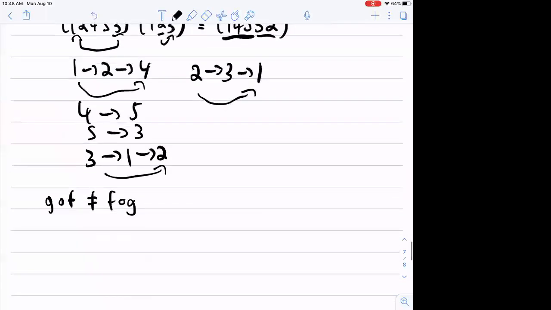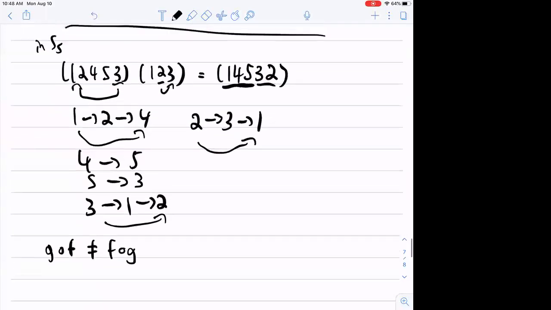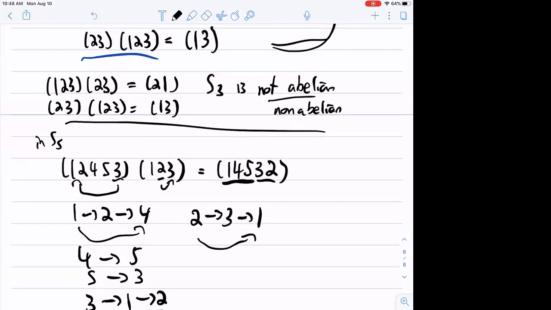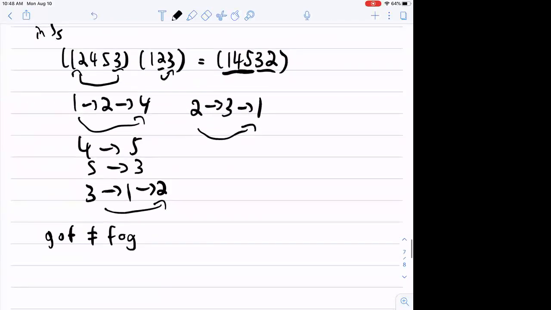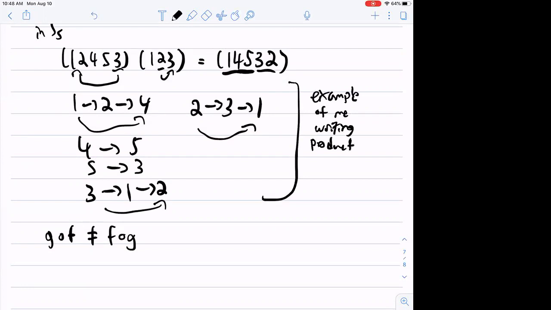Now, what I mean by disjoint cycles? So I can always write a product of cycles as disjoint cycles, right? So here is an example of me writing a product of 2 cycles, let me just say a product of cycles, into disjoint cycles. Right? So right here is not disjoint, right? Like this cycle notation, I mean, these 2 are equal, right?